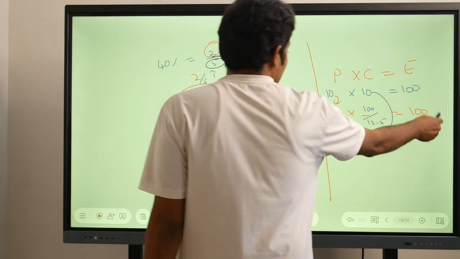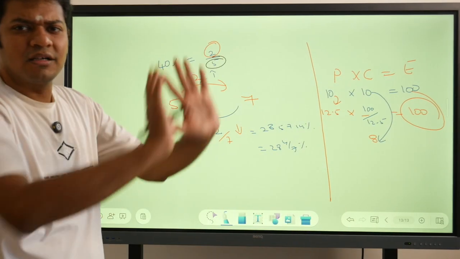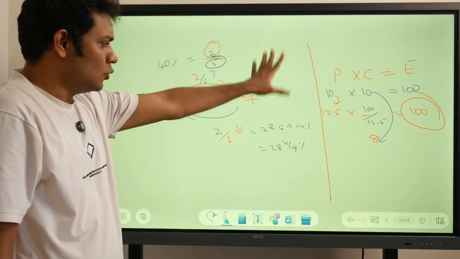This you can apply only when the expenditure is constant. When the expenditure is not constant, you take the corresponding number and simplify, just to understand that. Okay.